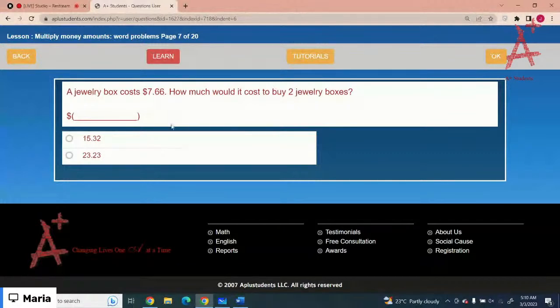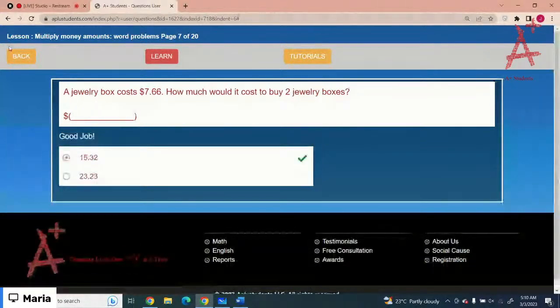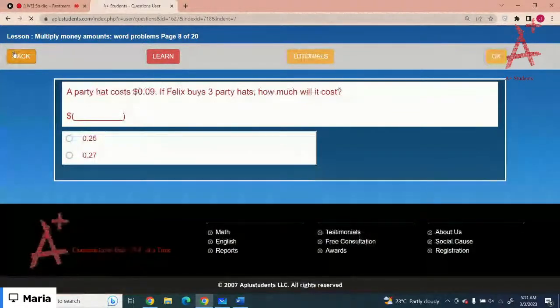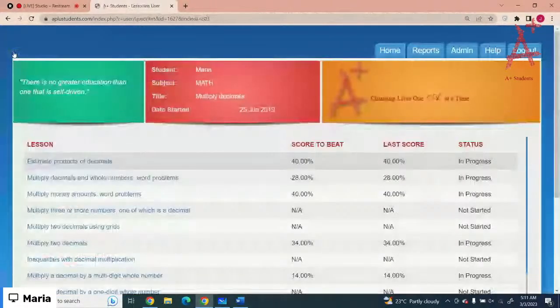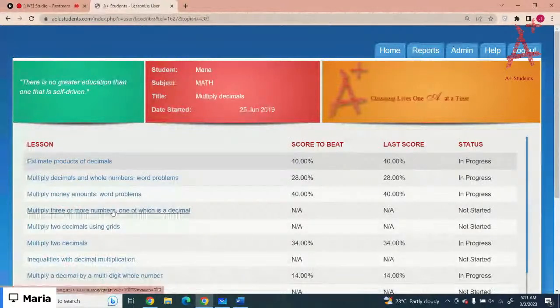Okay, you can complete the test by yourself later today. Let me just move on to the next lesson. If you need more help with the lesson, you can contact any tutor on Skype. They are available from Monday to Friday, 5 to 9. Got it? Let's just start with the first lesson. Multiply three or more numbers, one of which is a decimal. Here I'm going to start with a new lesson.